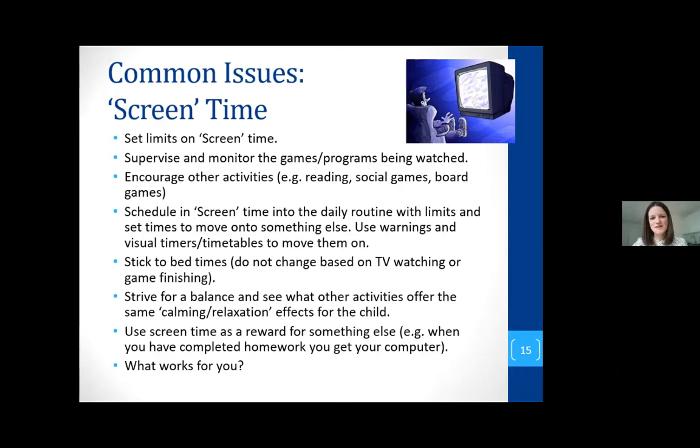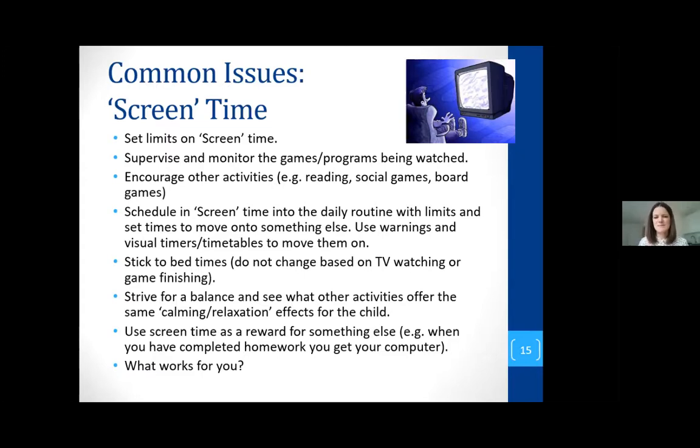So you might schedule a screen time, use warnings, use timers, an egg timer. You've got 5 minutes left. When the sand runs out, it's time to get off. You want to also supervise it because you don't know what they're playing on if you're not aware of what they're doing. We want to encourage other activities. So it might be that you have a bit of reading time first, or you have some social time with a sort of supervised board game, as well as having time on the computers.